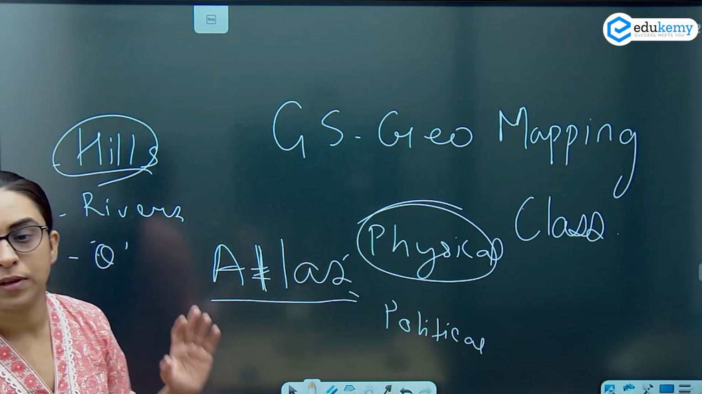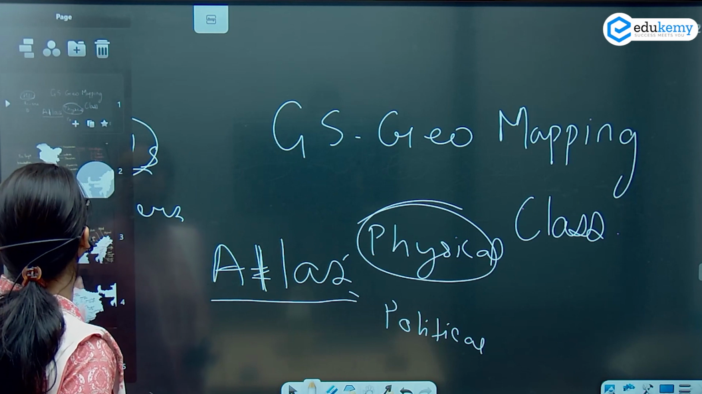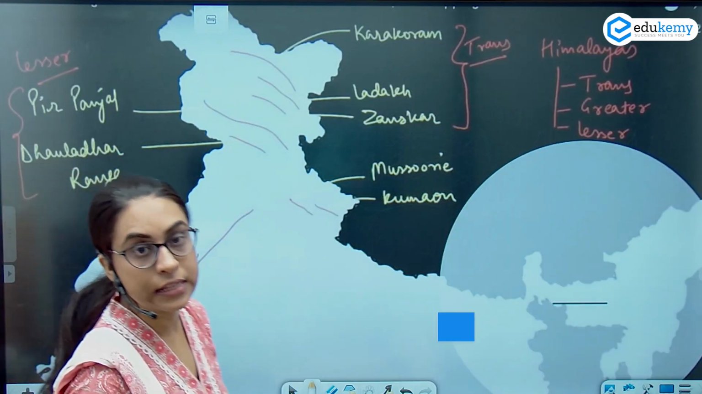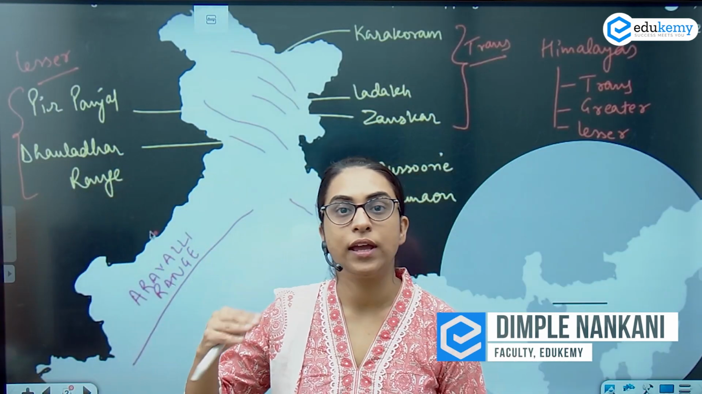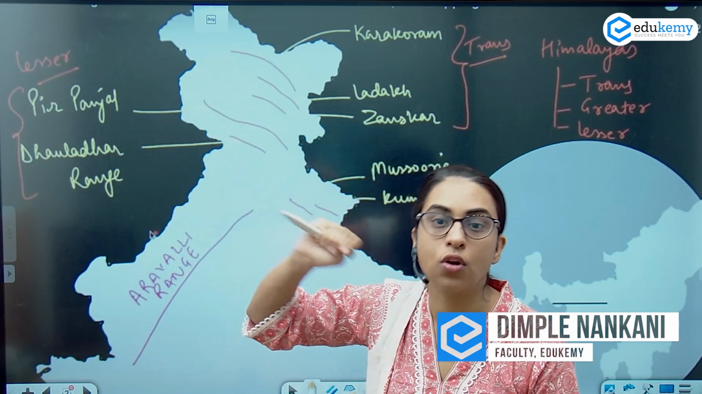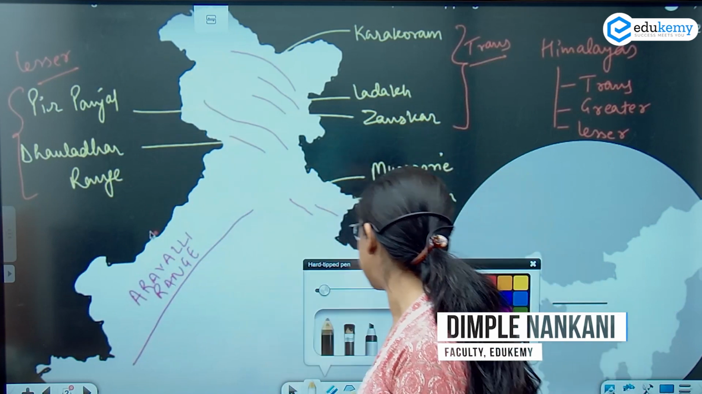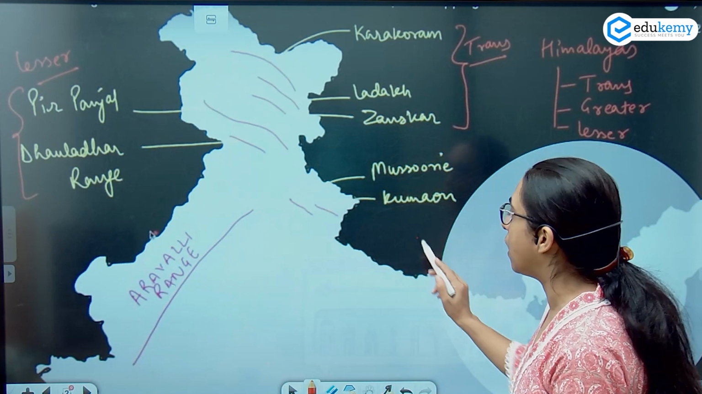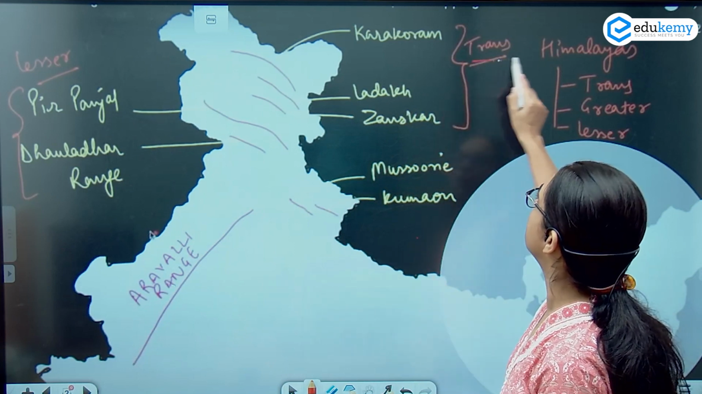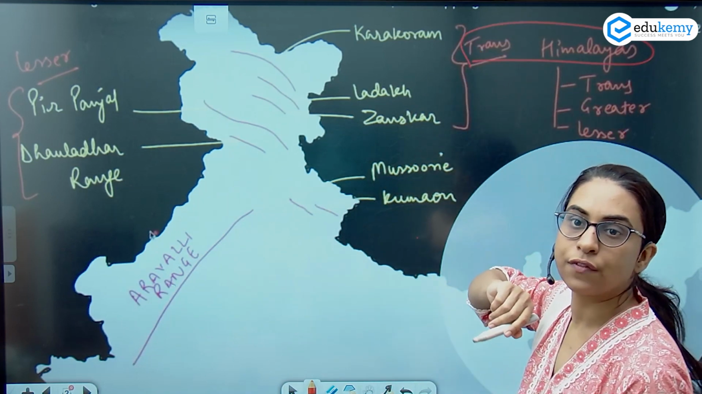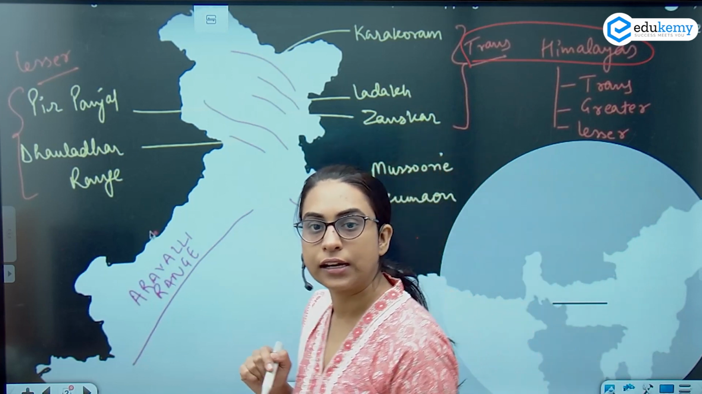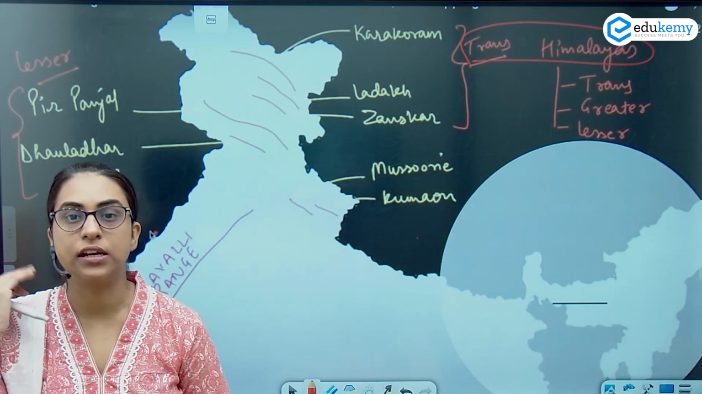Okay, so I would be starting with the lecture. Here, if you look at the hills, we know that we have the Himalayas in the north of India. The Himalayas are divided into ranges, and the Trans-Himalayas contain three major ranges.